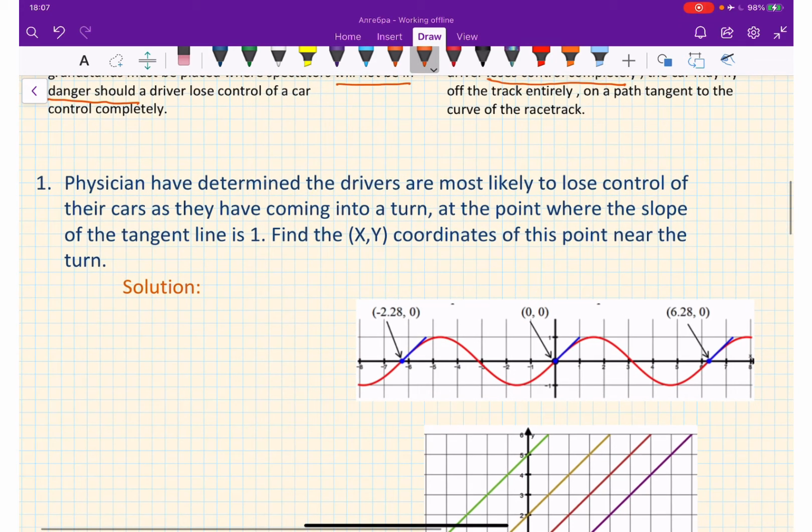Physicians have determined that drivers are most likely to lose control of their car as they are coming into a turn at the point where the slope of the tangent line is 1. Okay, that's the most dangerous part. So find the xy coordinate of this point near the turn. Why? What's the reason they decided that's the most dangerous interval before they get into the turn, where the slope is equal to 1?